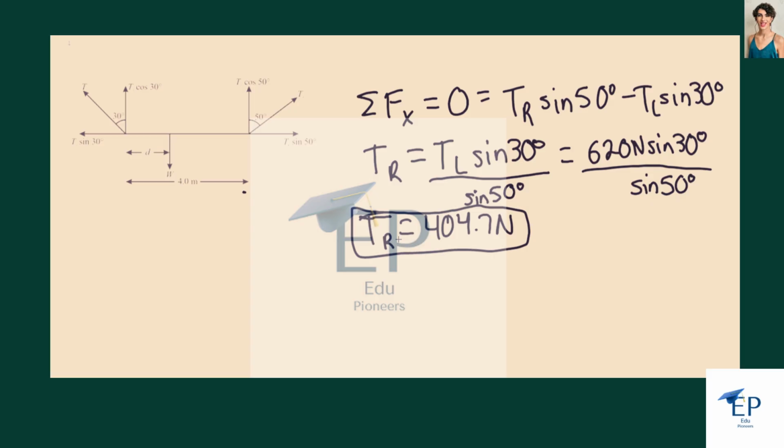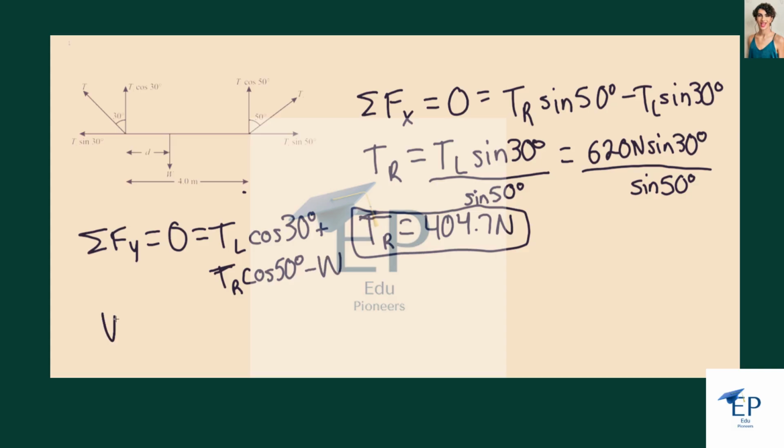We can say that the sum of forces in the y direction also equals 0. This system, of course, has translational equilibrium, and this will equal T sub L cosine of 30 degrees plus T sub R cosine of 50 degrees minus W. So we can say that the weight is going to be equal to T sub L cosine of 30 degrees plus T sub R cosine of 50 degrees.